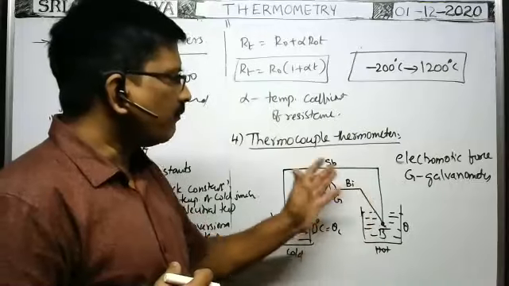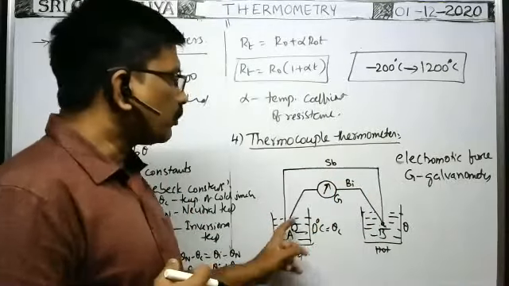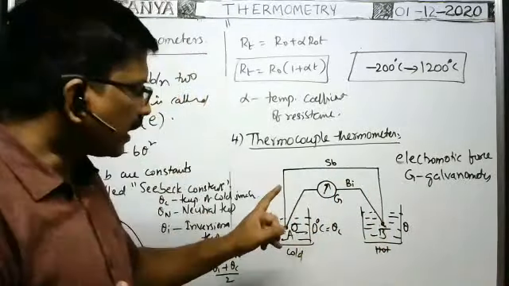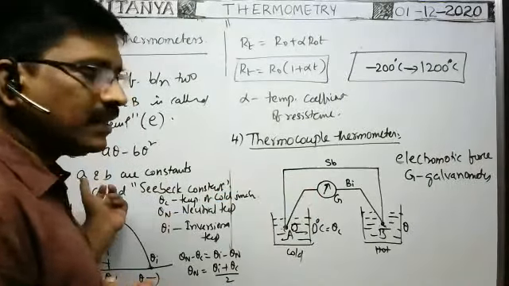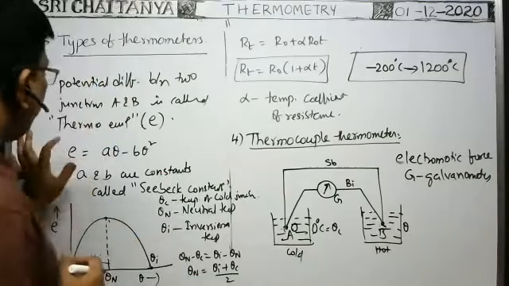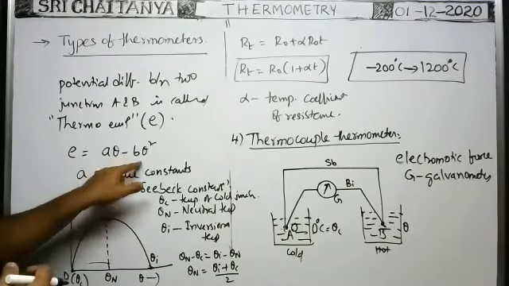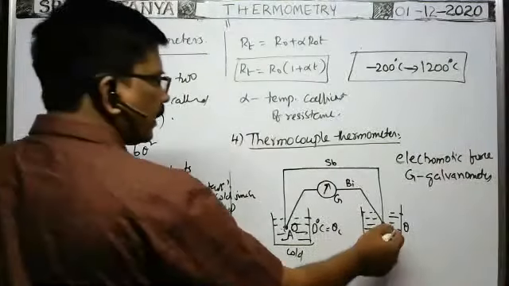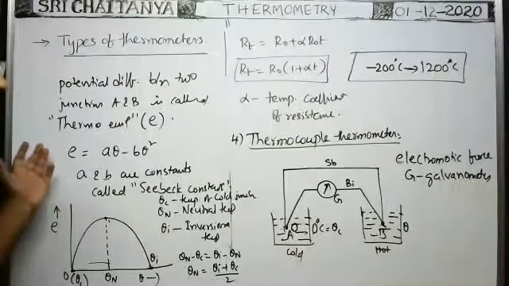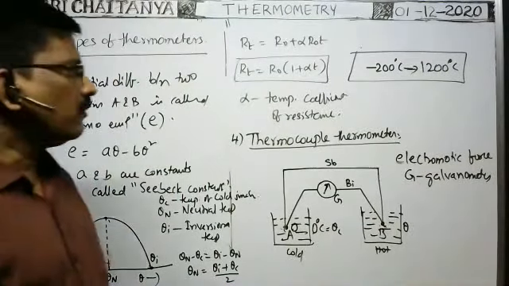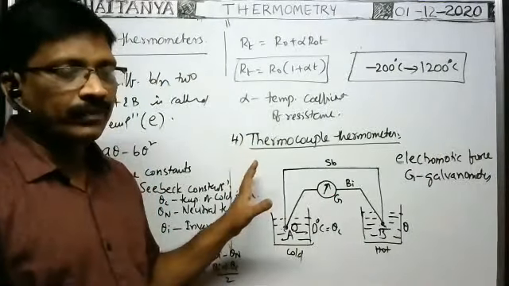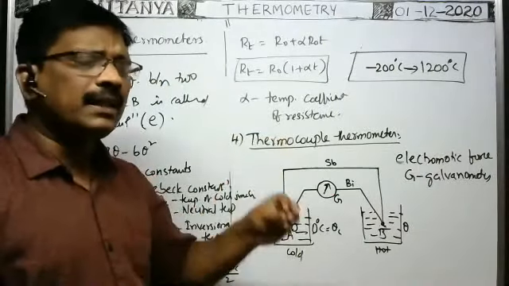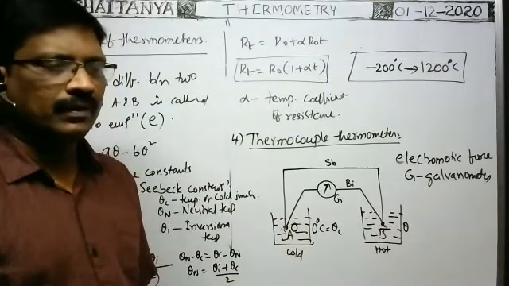Whenever more current passes, the thermo EMF can be measured with the help of the device connected here. We can measure it very easily. That's why, if you know the E value, since A and B are constants, then if you know the E value at this particular temperature, theta can be measured using this formula. With the thermocouple thermometer, we can measure temperature easily, and very small temperatures also perfectly.